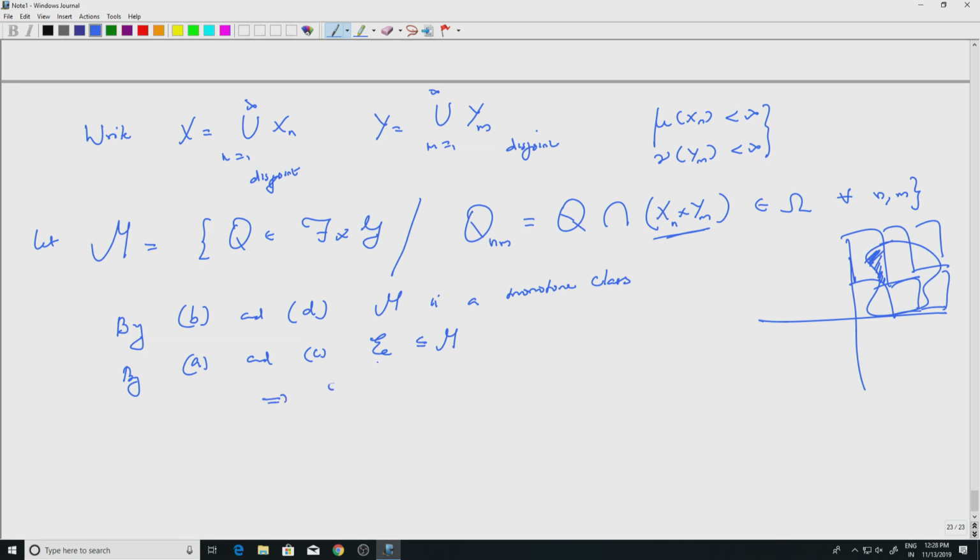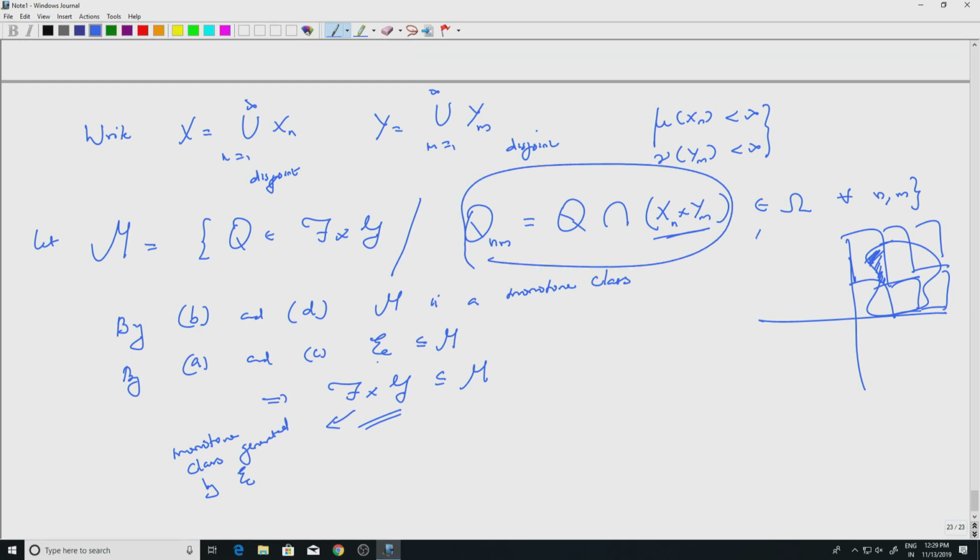So this implies that F cross G itself, because this is the monotone class generated by script T, right. That is the monotone class theorem. So that will also be in M, which means that for every set in F cross G we have these Q_nm for which the theorem is true. Okay. Then you can put together.